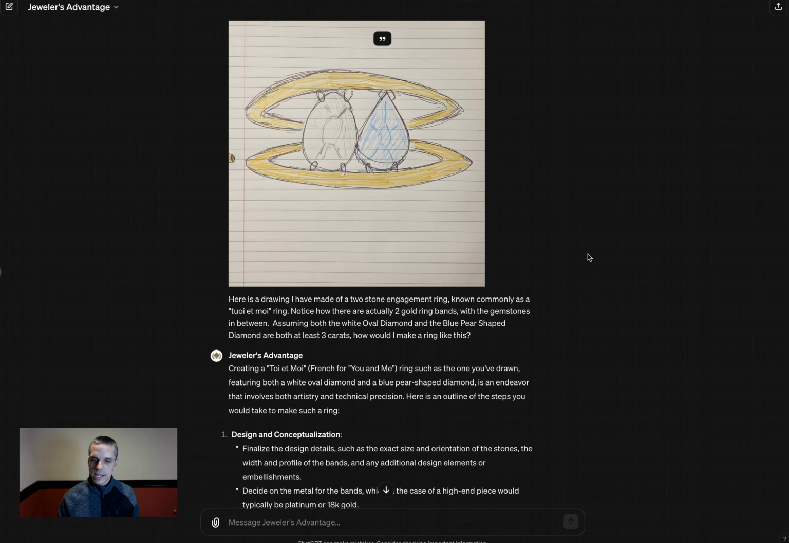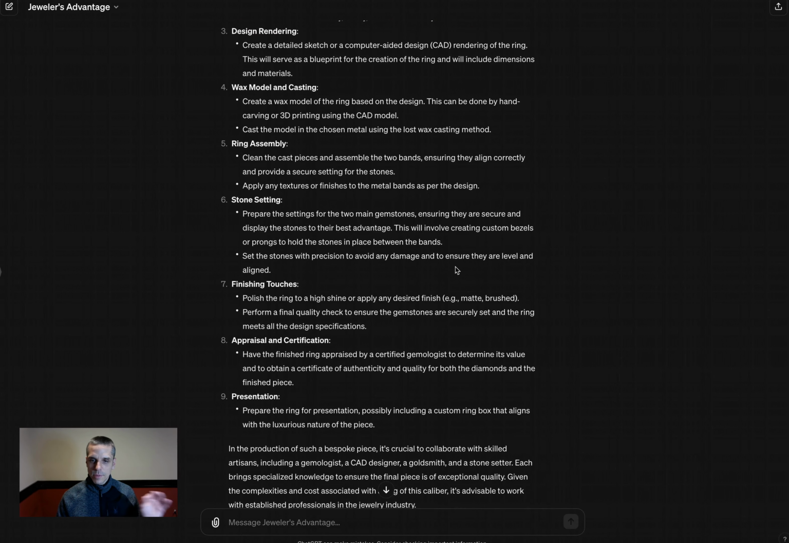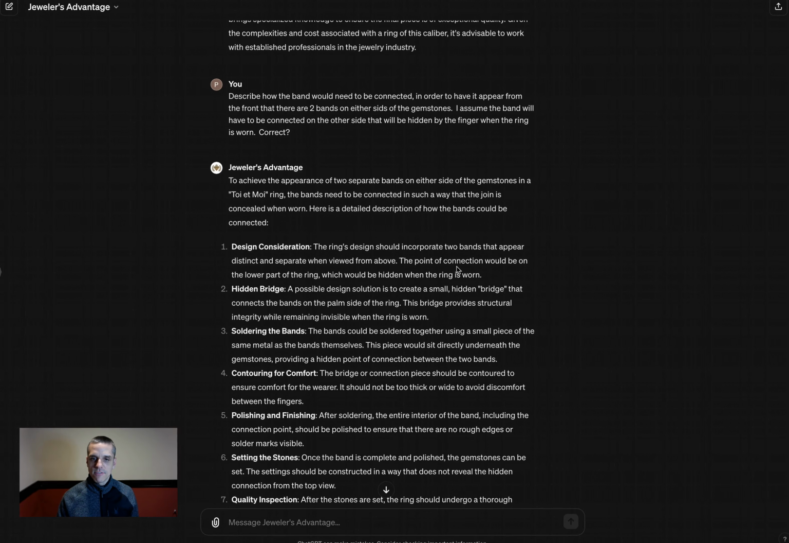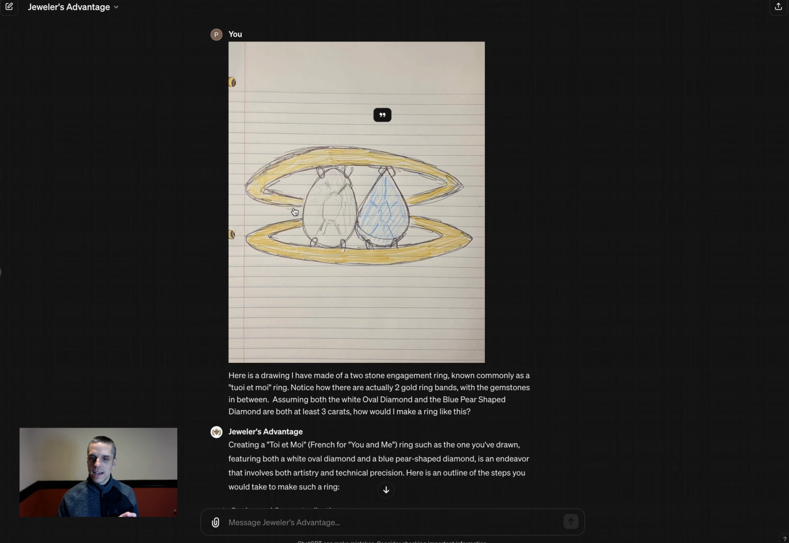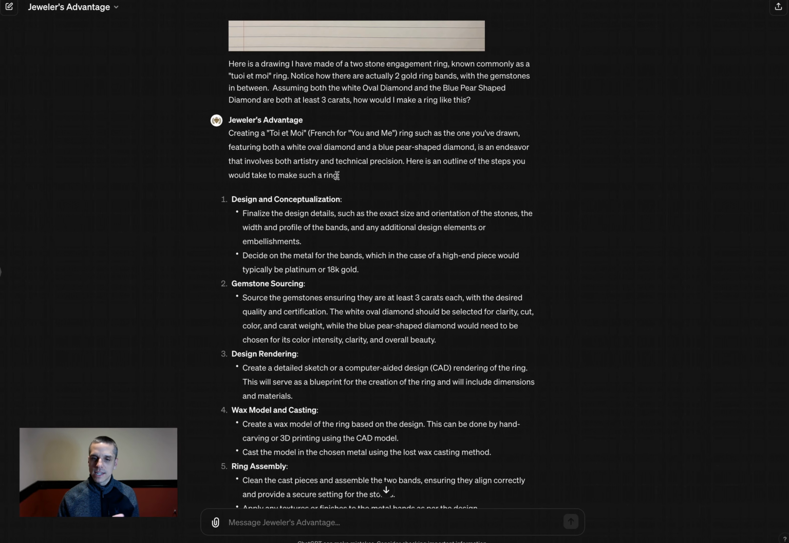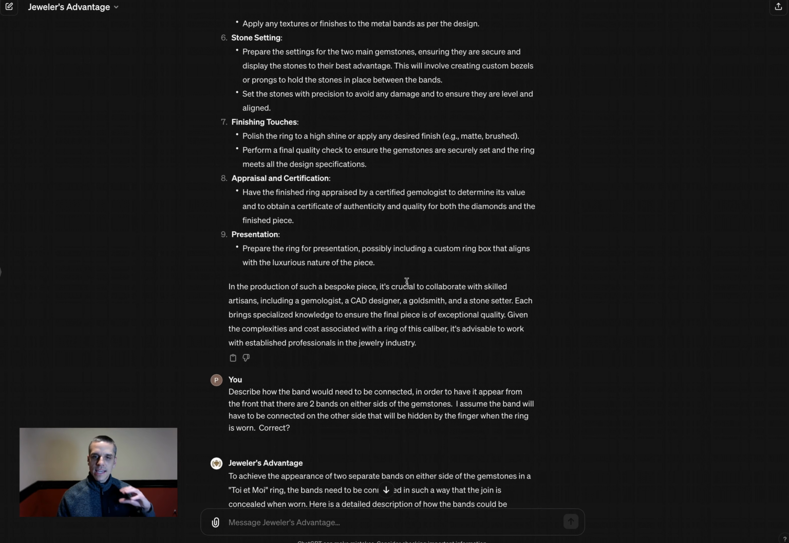So we've got the drawing here, and I'm not going to make you guys read everything that I did. I'll put the thread in the chat for this. But basically what I'm doing is showing the AI an image of what I want, and then I want to get it talking about how it would make the ring, what the specs would be, to get it to make sense of the world through language.